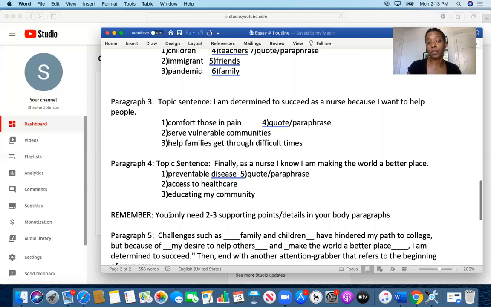But remember, and this is really important, you only need 2 to 3 supporting details in your body paragraphs. A general rule of thumb is that a body paragraph should be about 6 to 8 sentences. If you're writing like 12 sentences and it looks long, you're really pushing it, right? So 6 to 8, maybe 6 to 10 should get you where you need to be.